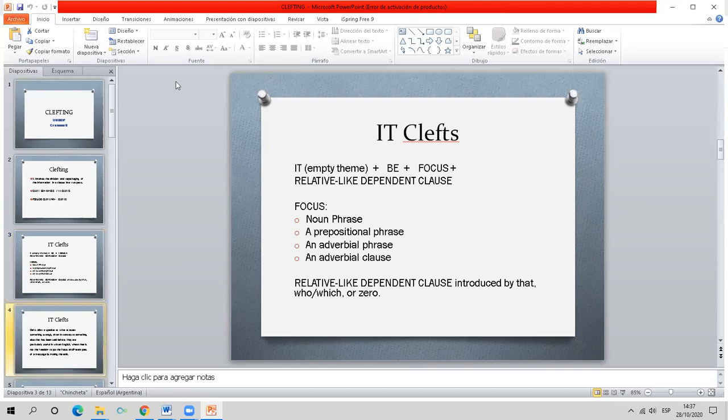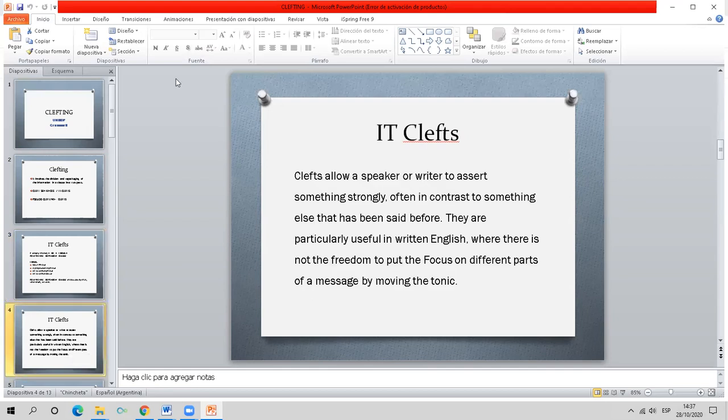Okay. Clefts allow a speaker or writer to assert something strongly, often in contrast to something else that has been said before. They are particularly useful in written English, where there is not the freedom to put the focus on different parts of a message by moving the tonic. All right, as I said before, we use it clefts particularly for contrastive purposes. And they are very useful, here it says, in written texts, because we don't have the help of intonation.